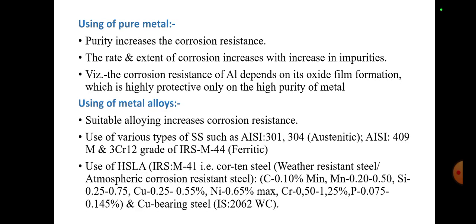Using proper metal. Purity increases the corrosion resistance. The rate and extent of corrosion increases with the increase in impurities. The corrosion resistance of aluminum depends on its oxide film formation, which is highly protective only on the high purity metal. Using metal alloys. The suitable alloying increases corrosion resistance.